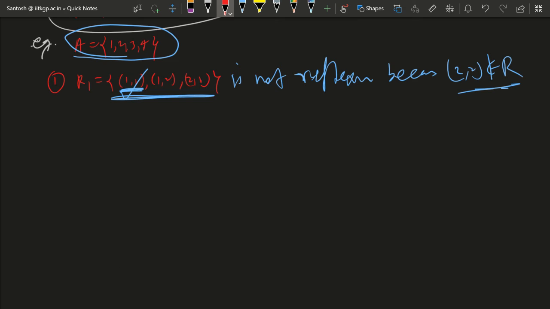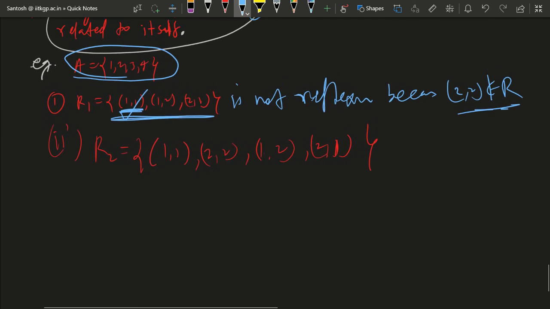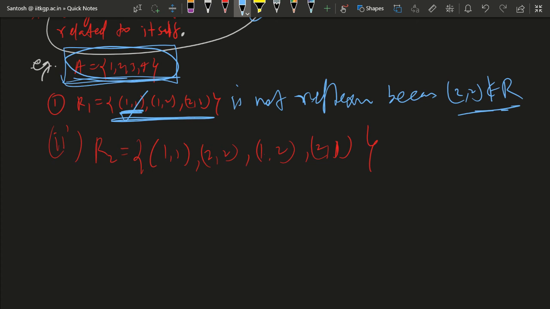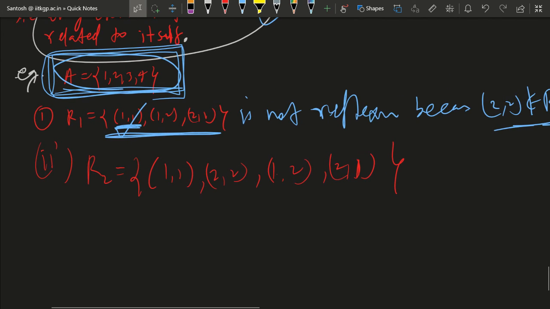Next, the second part, R2: (1,1), (2,2), (1,2), (2,1). Now, is it reflexive? Yes or no? Yes, sir. How many elements are there in set A? 4, right? Yes. But here 1 is related to 1, 2 is related to 2, but is 3 related to 3? No, sir.